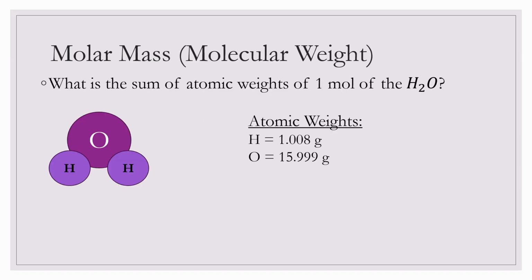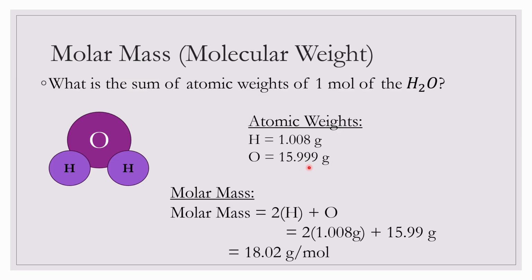In this problem, we will be working out the sum of atomic weights of 1 mole of H2O. So first we'll start by gathering the atomic weights from the periodic table. And we get hydrogen has 1.008 grams, and then oxygen is 15.999 grams. Using this, we'll calculate the molar mass, which is also called the molecular weight.